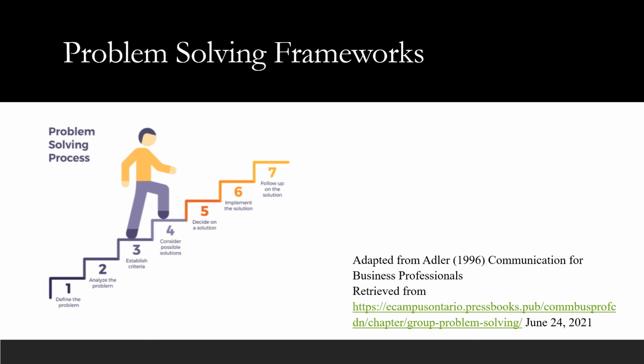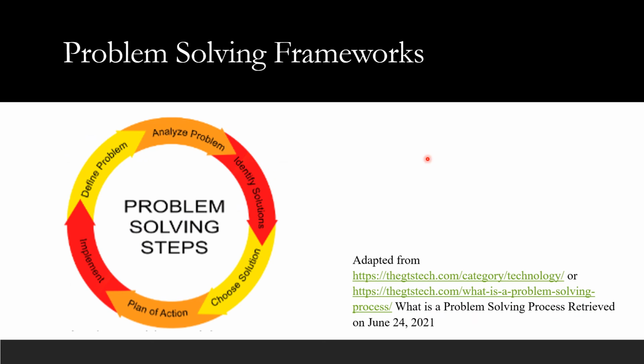Okay, next. This is also a set of problem-solving steps adapted from What Is a Problem-Solving Process from GTS Tech dot com. It is really a cycle. So first, you analyze the problem, identify solution, choose solution, plan of action, implement. Define problem, analyze, identify, choose, plan, implement.